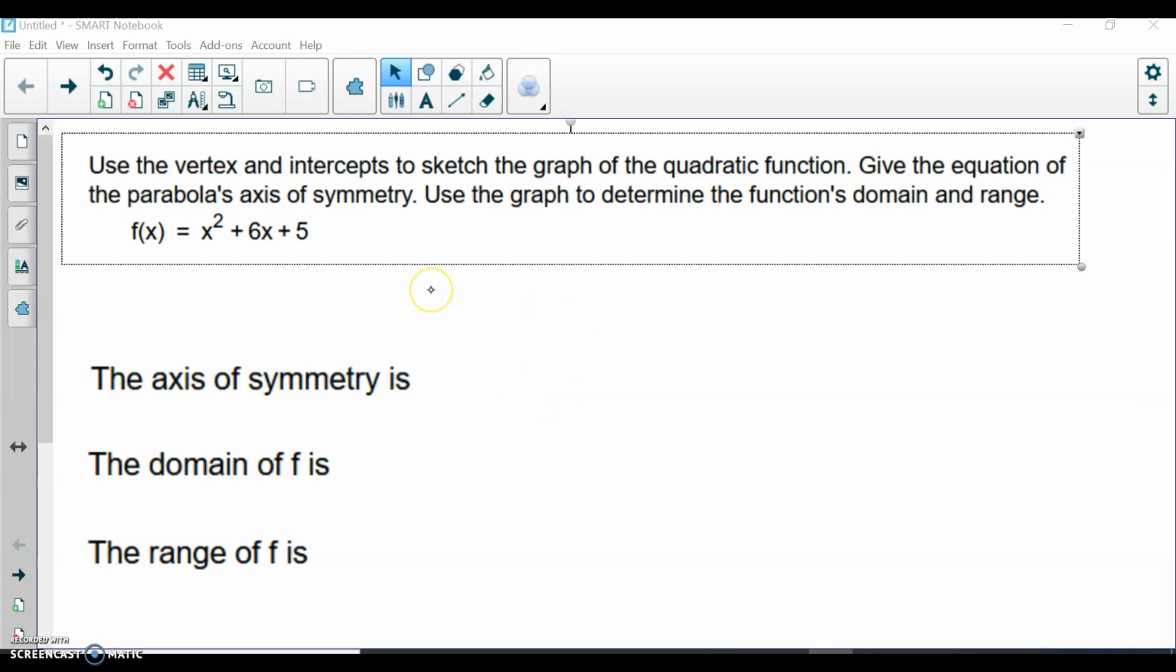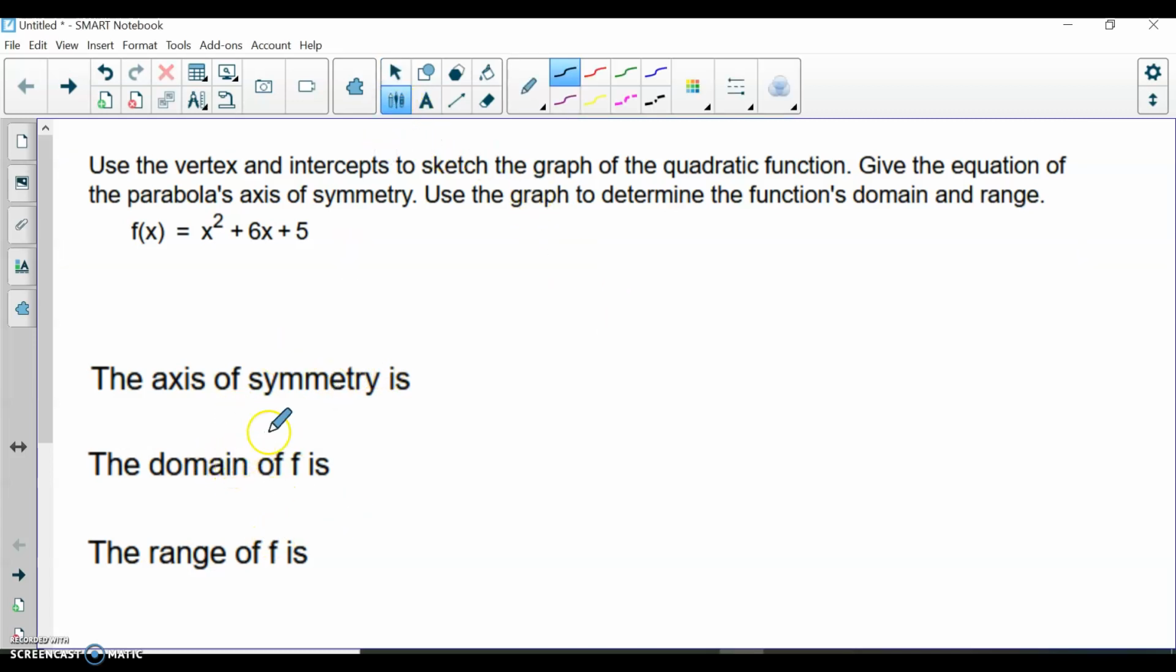Okay, so we got to use the vertex and intercepts to sketch the graph of this given quadratic function. And then we'll state the axis of symmetry and the domain and range. Now, if you don't have the graph, and in order to produce the graph, you're going to need some points anyway. But if you don't have the graph, you're going to need the vertex anyway to define the range of a parabola.